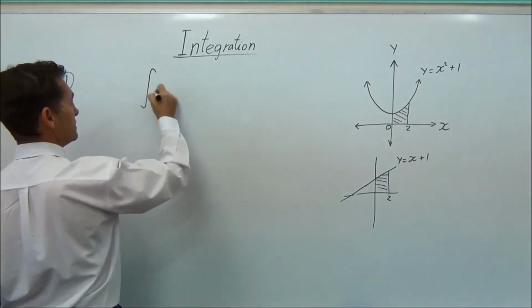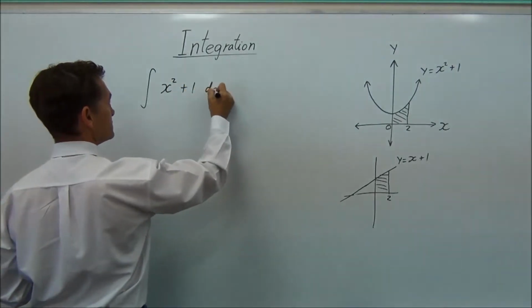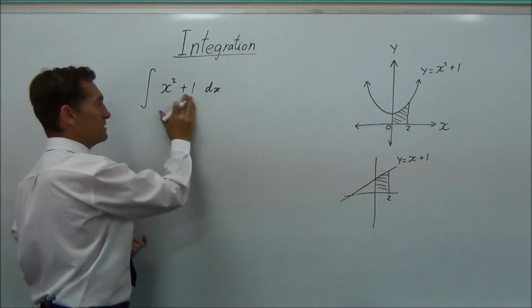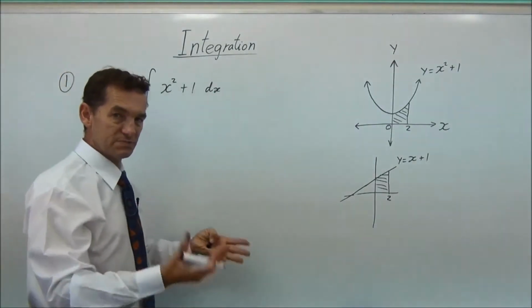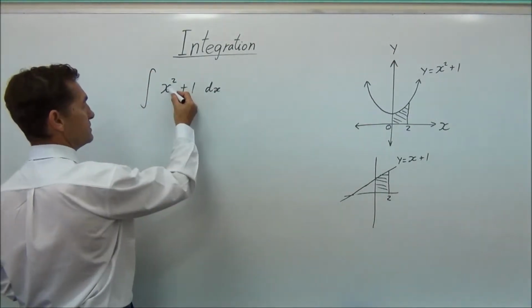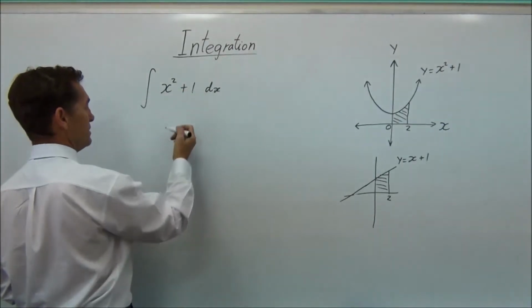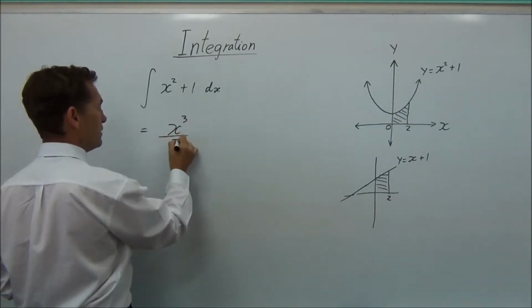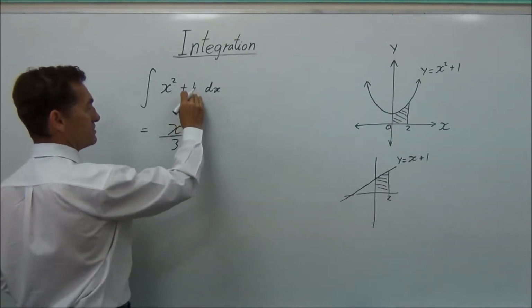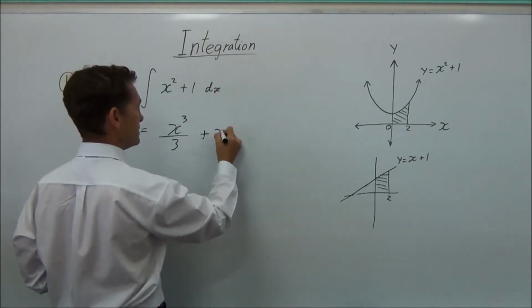So if we integrate x squared plus 1 dx, this is saying we're integrating this equation with respect to x. So what integration says is I'm going to raise this to a power and put the new power underneath. So this is going to be x to the 3 over 3. And this, I'm going to raise this to a power of x. So this is going to become plus x.